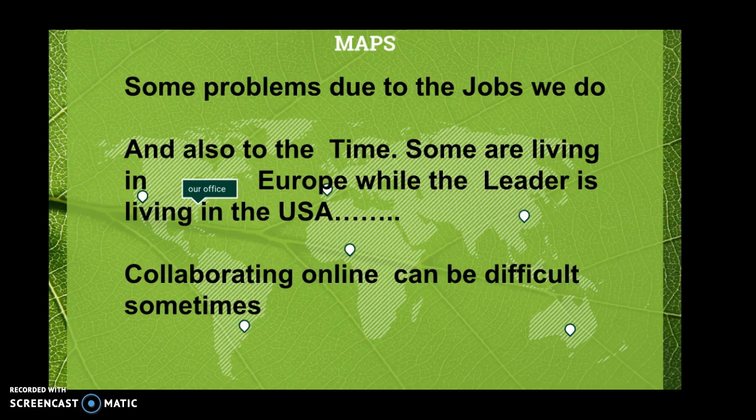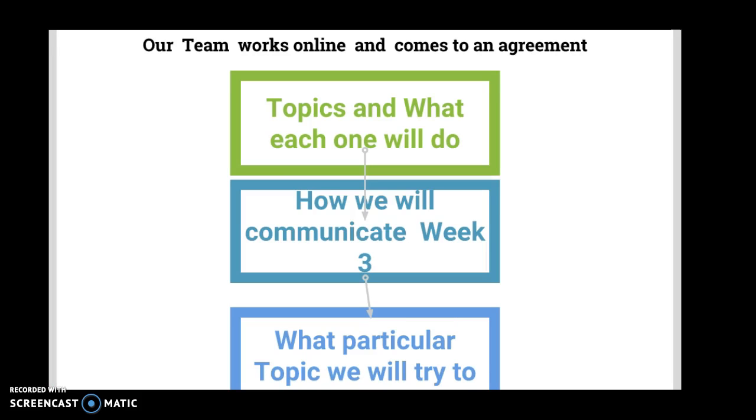We had some problems due to the jobs that we do, because some of us were at school or at college. And also the main problem was due to the fact that some of us are living in Europe while others not in Europe. For example, Cheryl is living in the USA, so collaborating online can be sometimes difficult, but we succeeded in some way.